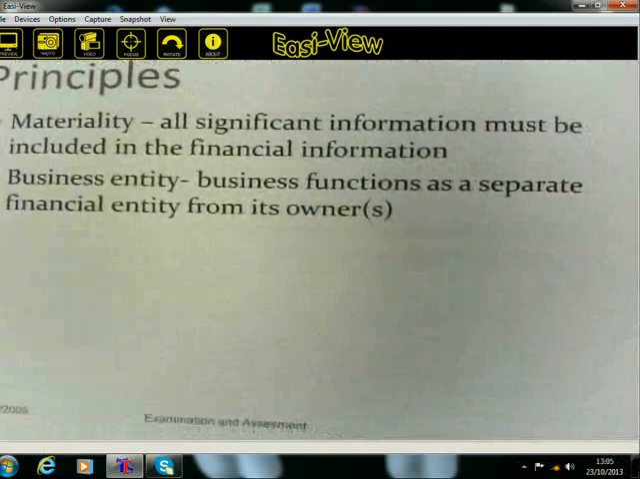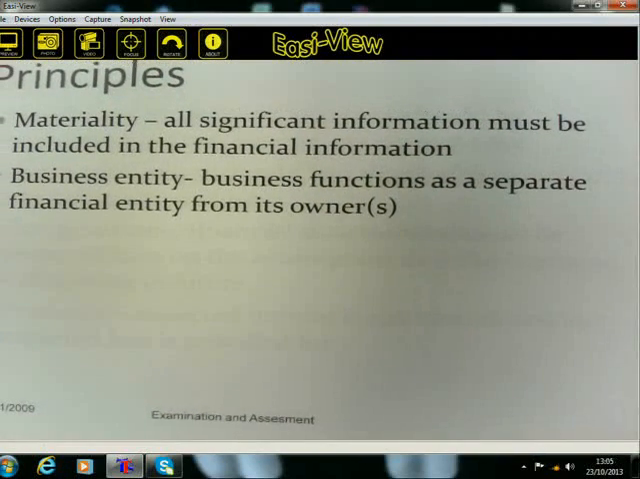Then we also have the materiality principle, where we say all the significant information must be included in the financial information. This is the information that has to be shown, because if it is not included, it may somehow influence the decision maker in one way or the other.